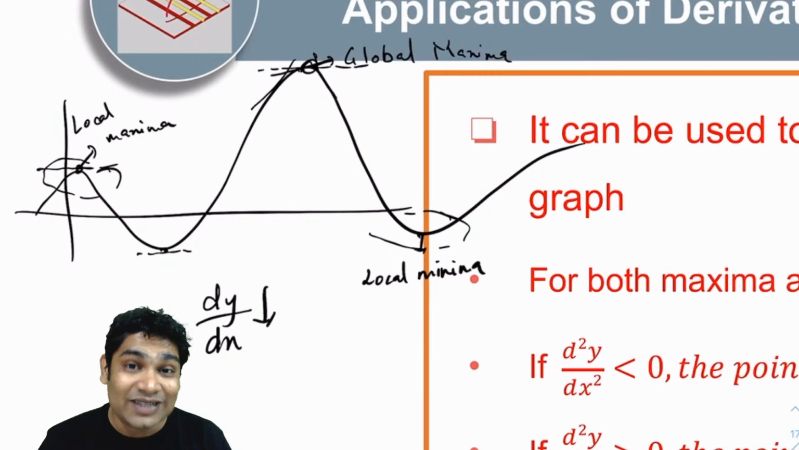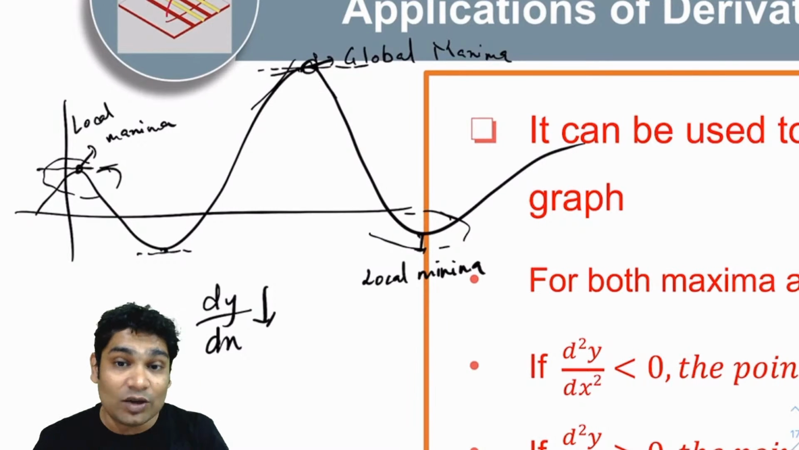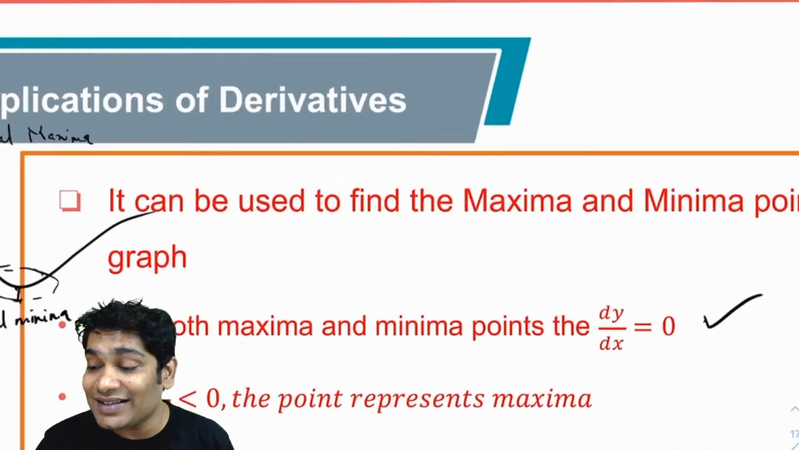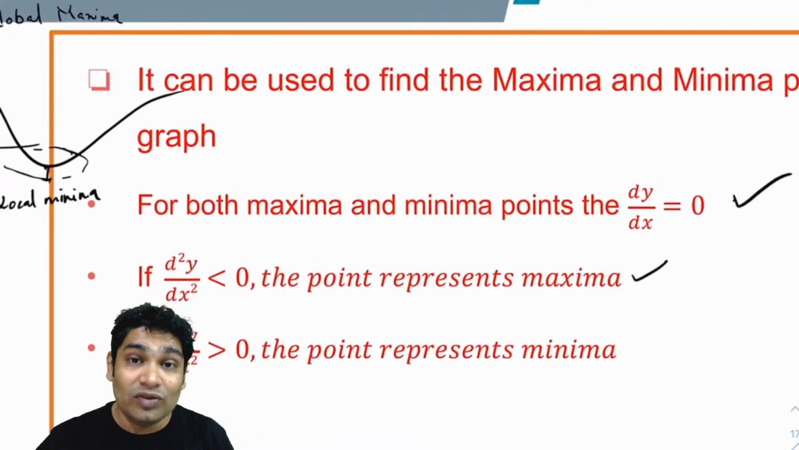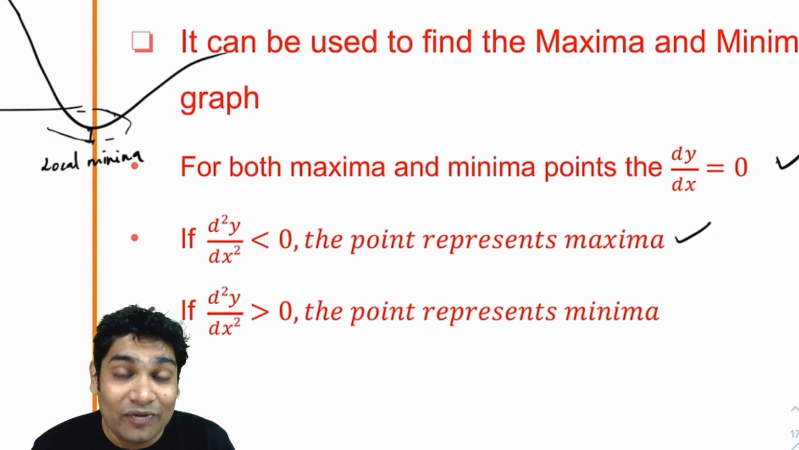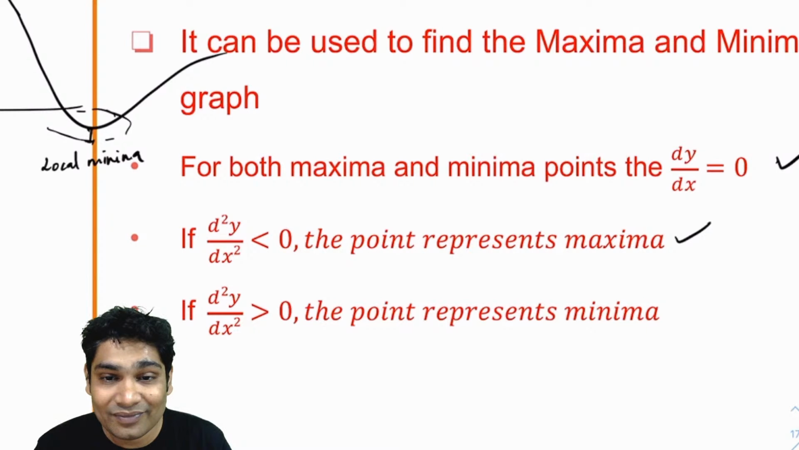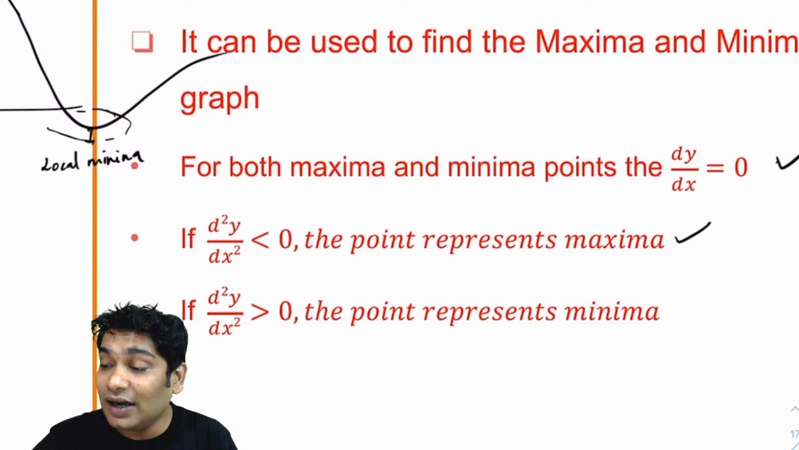So at the point of maxima, dy by dx goes from positive to 0 to negative. So dy by dx is decreasing constantly. If dy by dx is decreasing constantly, then you can say that your d2y by dx2 will be less than 0. Right? The sign of d2y by dx2 will tell you whether dy by dx is increasing or decreasing. Alright.